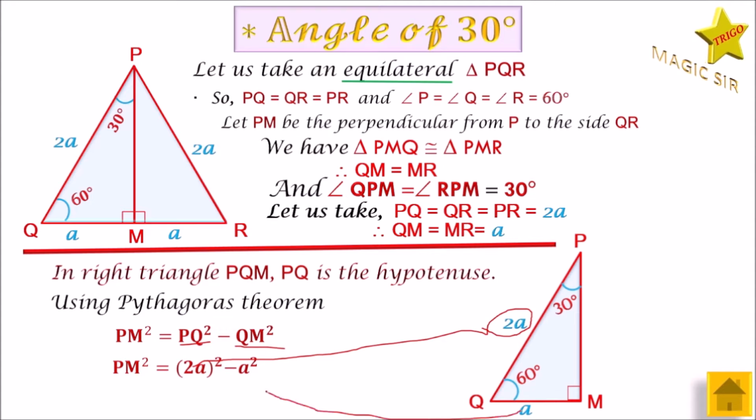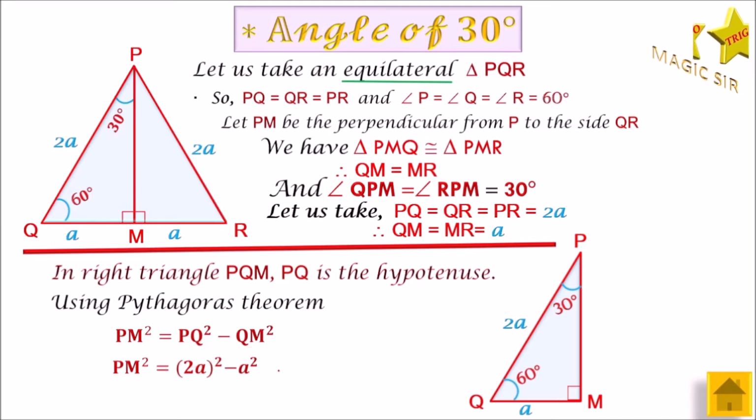So PQ square is equal to 2A whole square and QM square equal to A square. 2A whole square is equal to 4A square, and 4A square minus A square is equal to 3A square. Therefore, PM square is equal to 3A square. Taking square root of both sides, we get PM is equal to root 3 A.